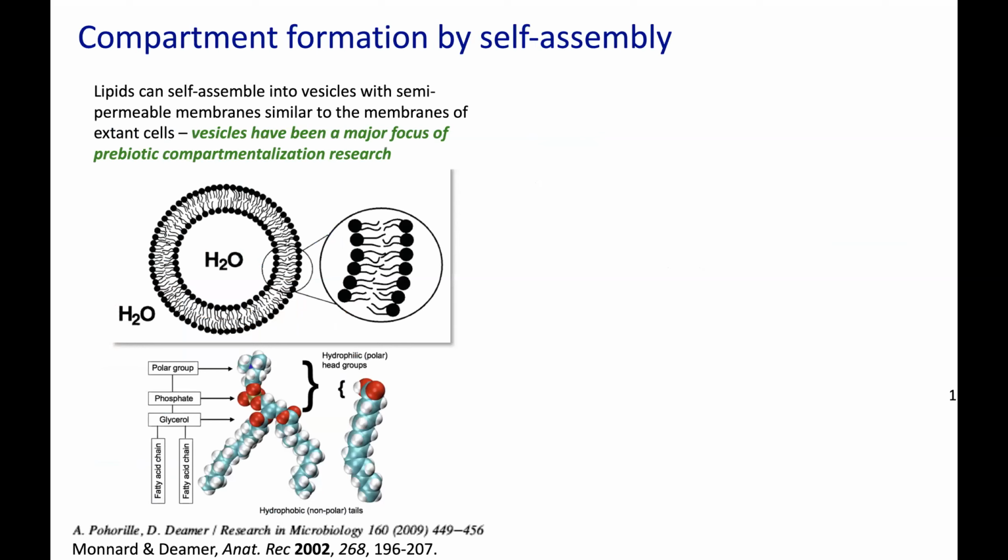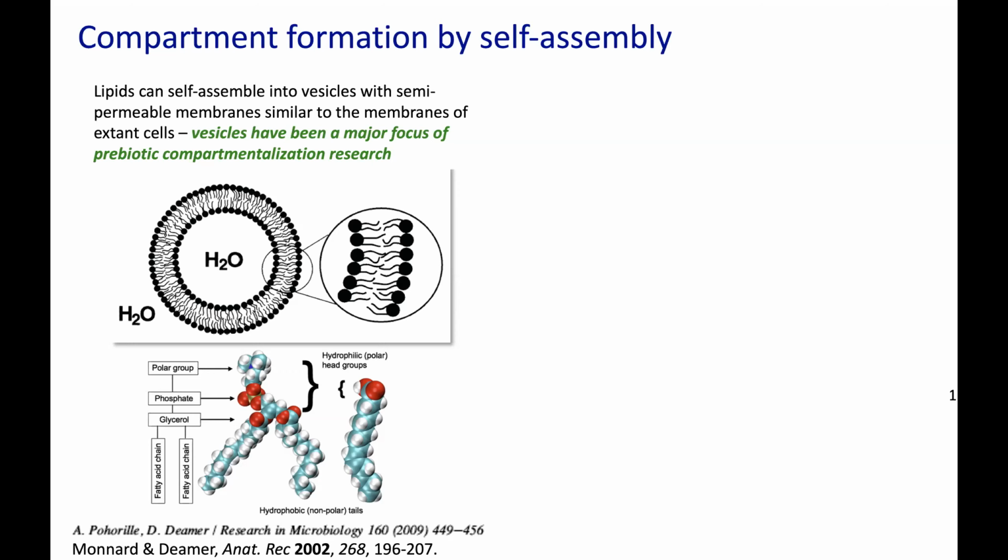That actually brings me to the next thing I wanted to talk about, which is the formation of primitive compartments by self-assembly. We had a really nice introduction from Dr. Diemer earlier in this session about lipid vesicle formation and how these prebiotically relevant compartments were a plausible container for prebiotic chemistries. Lipids can self-assemble into vesicles with semi-permeable membranes, similar to those of modern cells. Vesicles have been a major focus of prebiotic compartmentalization research, and many important capabilities have been demonstrated.